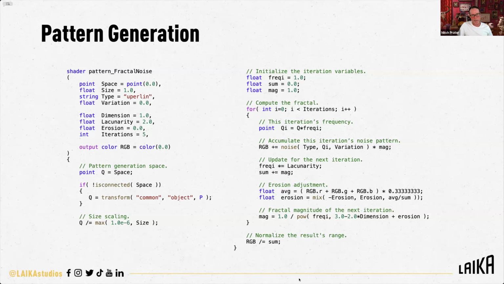As you can see, lacunarity scales the frequency of each successive iteration. Erosion applies an offset to the magnitude by examining the currently accumulated result. High-valued areas will have the erosion parameter added to their frequency exponent, and low-valued areas will have the erosion value subtracted from it. Finally, the magnitude of the next iteration is computed using the classic fractal equation. And then once all these iterations have been accumulated, the result is normalized, so it ranges between 0 and 1.